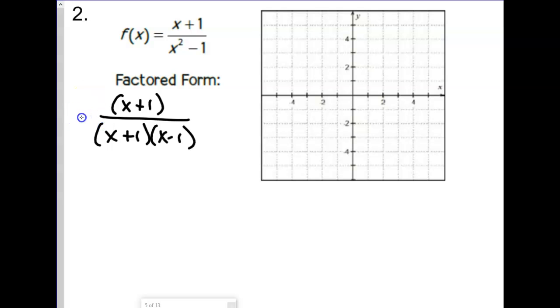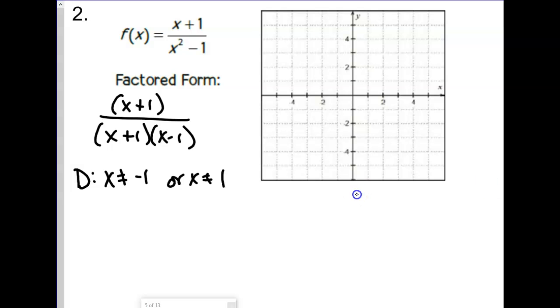Oh, foreshadowing. He says there's a removable discontinuity. I agree. Let's not talk about it yet, though. First, talk to me about your domain restrictions, because regardless of what type of discontinuity, we have two of them. x can't be -1 or +1. Very good.